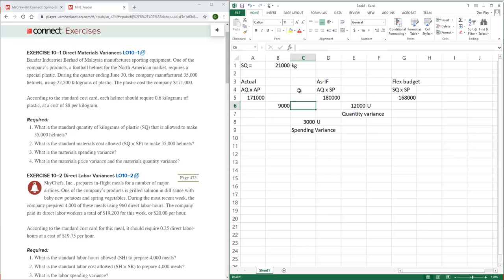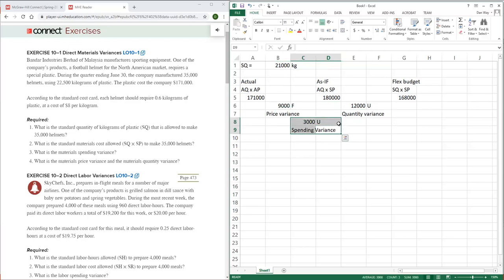The actual is lower than the as-if, so we'd say that's a favorable variance. Again, this is our price variance. So as we can see here, if we netted these two lower level variances together, we'd have a $9,000 favorable price variance, $12,000 unfavorable quantity variance, so in total that's a $3,000 unfavorable spending variance.